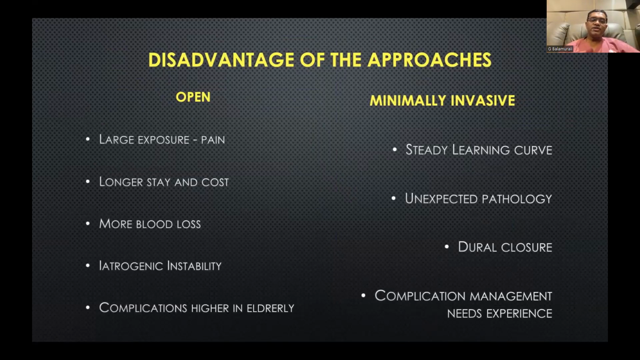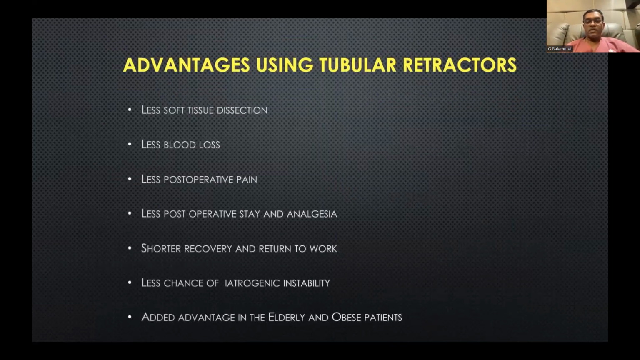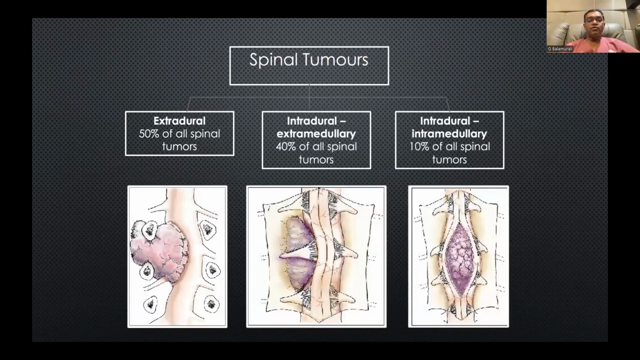The disadvantages of the open approach, we know, are a large exposure, longer stay in hospital, and iatrogenic injury, and especially in the elderly, you can come up with many complications. The advantages with the tube, we all know, are reduced blood loss, reduced post-op pain, shorter stay, less chance of instability, and it has equally good results.